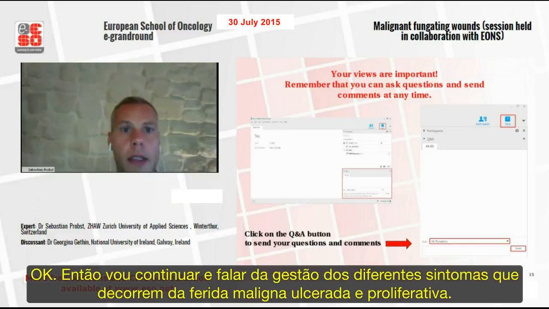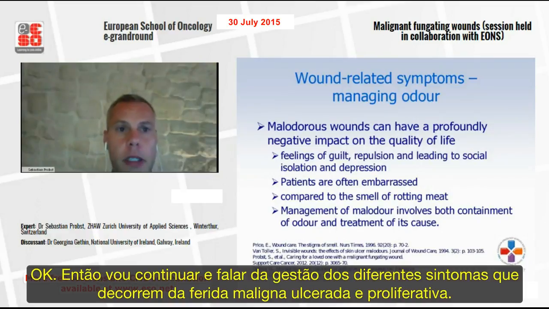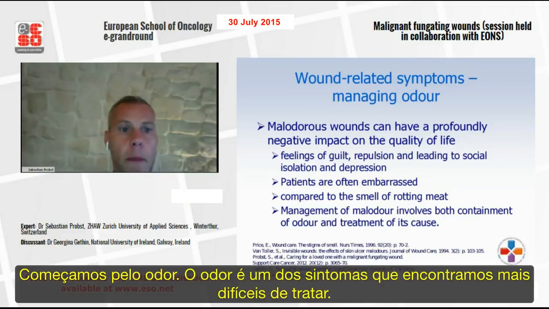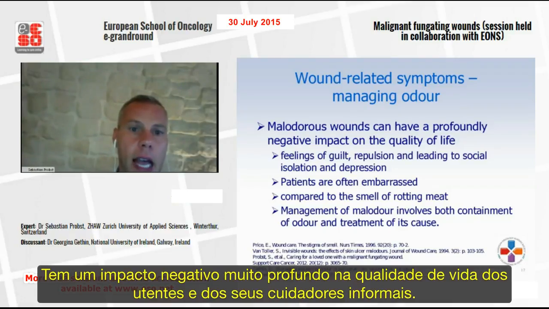So I will continue, and I will talk about the management of the different kinds of symptoms that occur from a malignant fungating wound. We start with malodor. Malodor is one of the most difficult to treat symptoms that we can find. It has a profoundly negative impact on the quality of life of patients and of their informal carers.